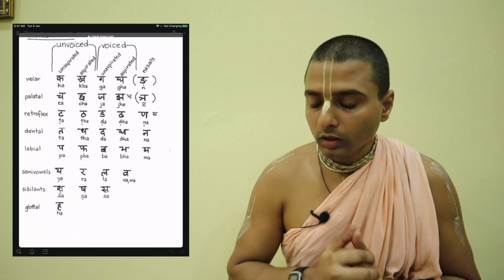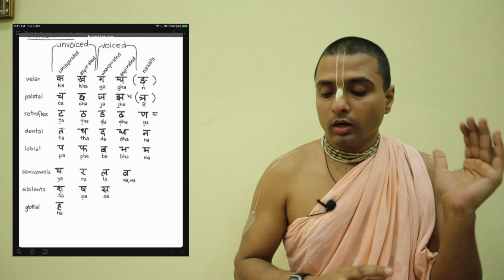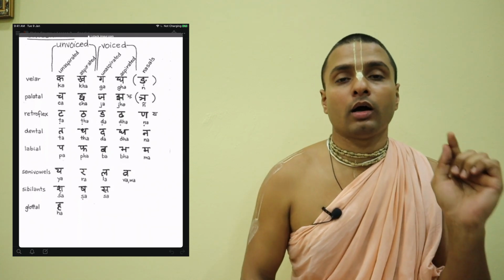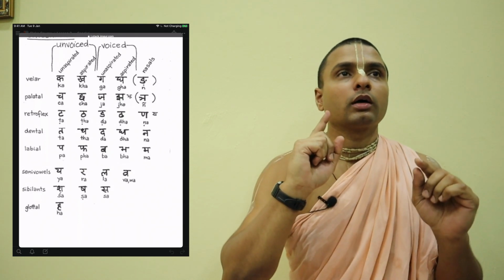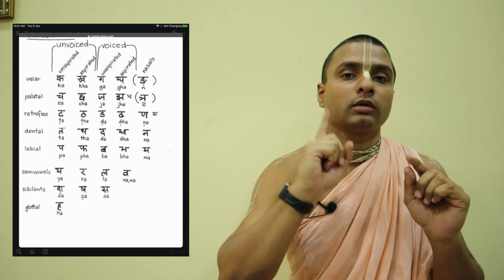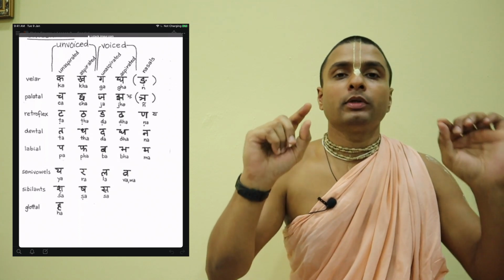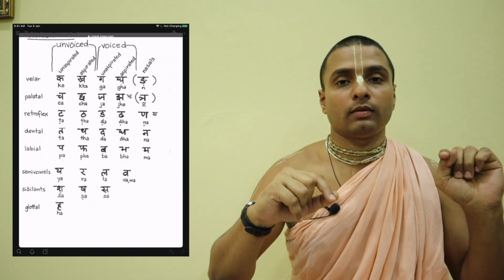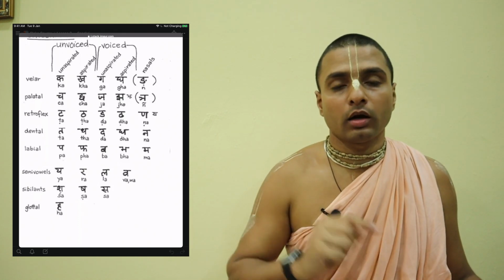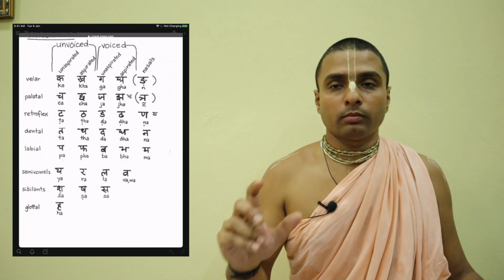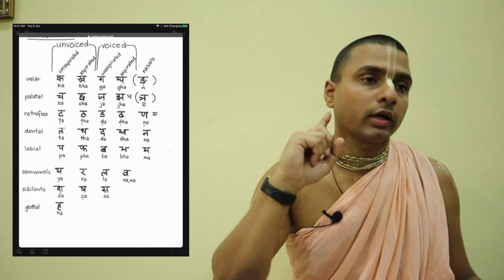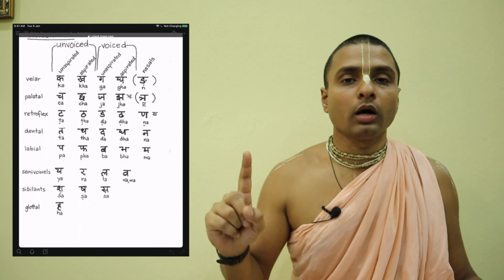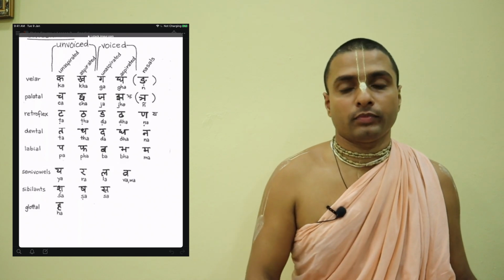So, ka, kha, ga, gha, nga. For ka, the tongue is touching the soft palate. Keep the tongue at the same place, but make a nasal sound: nga. That is how it is pronounced. It is easy to learn because you are just using your tongue at the same place for ka, kha, ga, gha, nga.